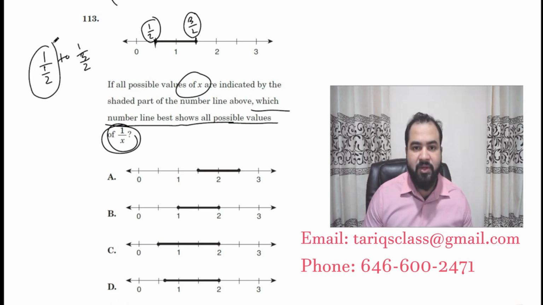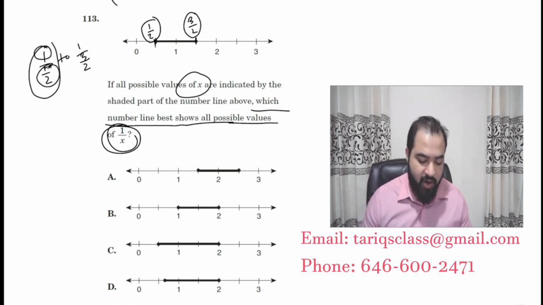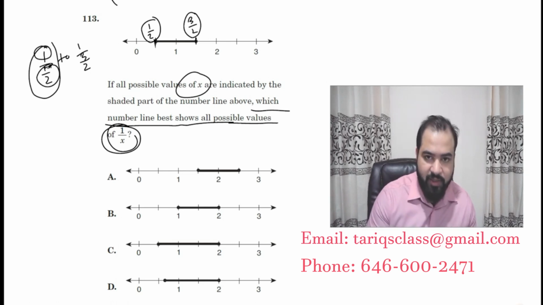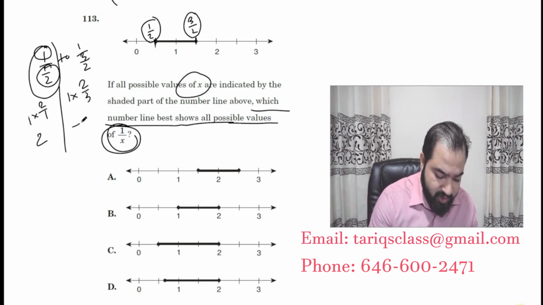Now what is 1 over 1/2? It's a complex fraction. We can do keep, change, flip. It's just fraction division. So 1 times 2/1, which is 2. And this is 1 times 2/3, which is 2/3.